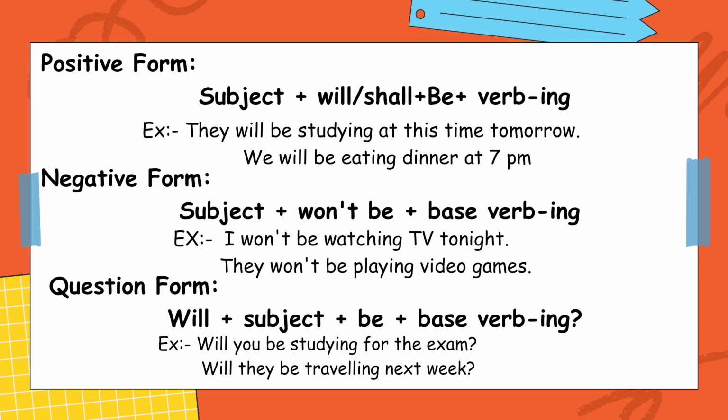Negative form structure is subject plus won't be plus base verb ing. Example, I won't be watching TV tonight. They won't be playing video games. Question form: will plus subject plus be plus base verb ing. Example, will you be studying for the exams? Will they be traveling next week?